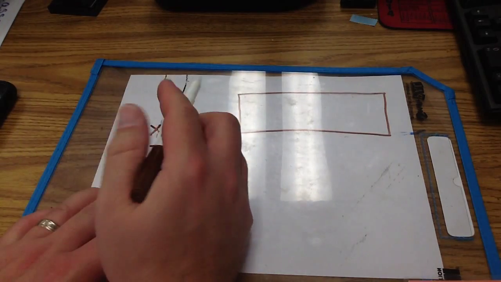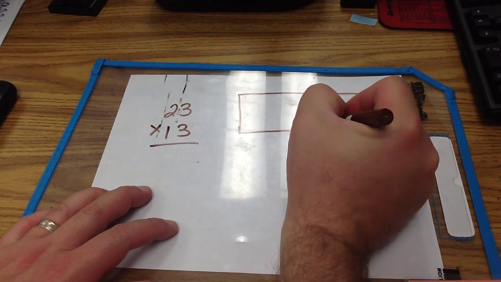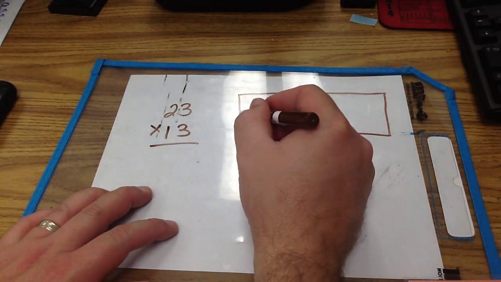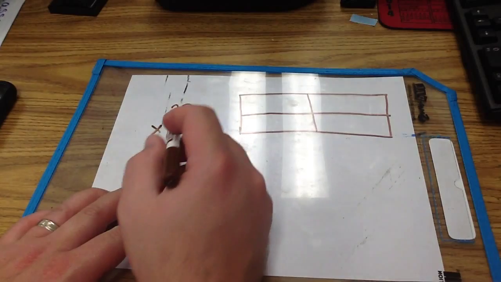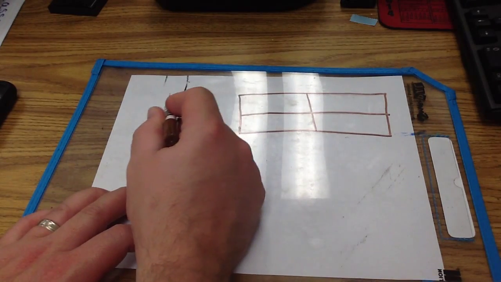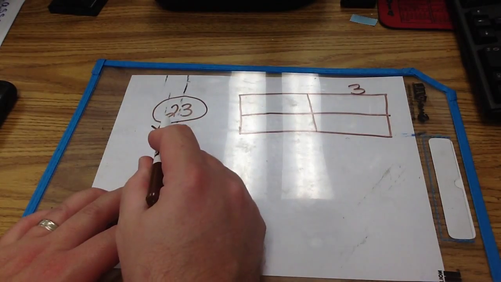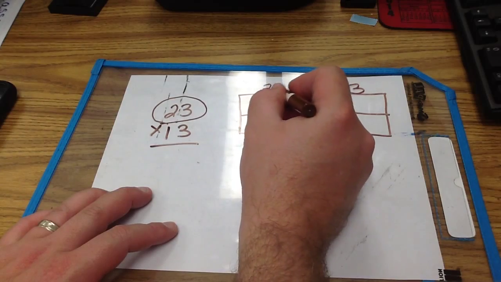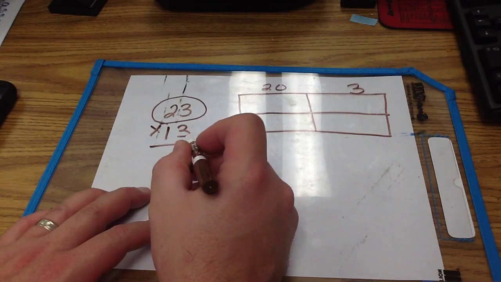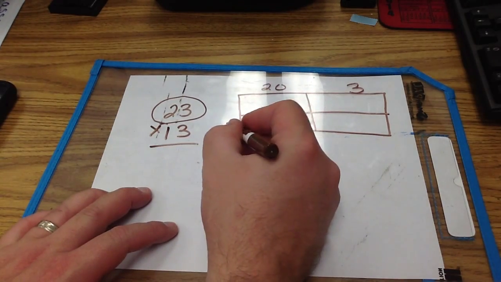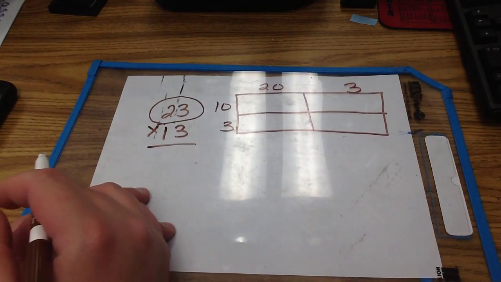There's my shape. And because my numbers are both 2-digit numbers, I need to have 2 columns. But then because my other digits are 2 numbers, I need 2 rows. So now I'm going to start with my first number, which is 23. There are 3 ones in 23. There are 2 tens, or 20, in that number. Down here now, I work on my problem 13. There are 3 ones in 13, and there is 1 ten in 13 right there.